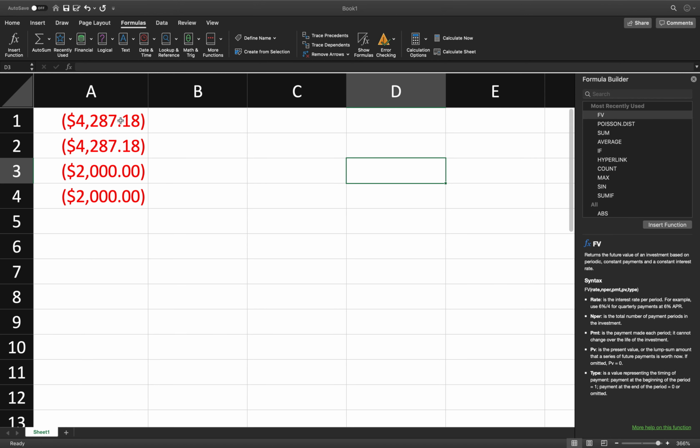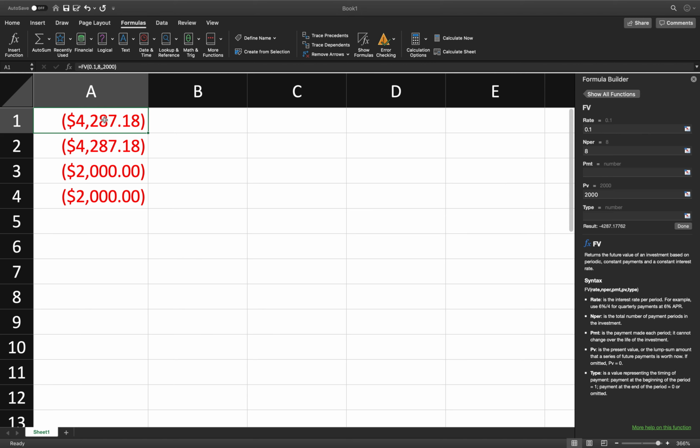One thing I don't know if you noticed: look at this. We put 0.1, 8, $2,000. All these are positive, but the result it gives is actually negative. In here, you can see there are brackets around this number, which also shows it is negative. What it means is that Excel is trying to make sure the total value equals 0.